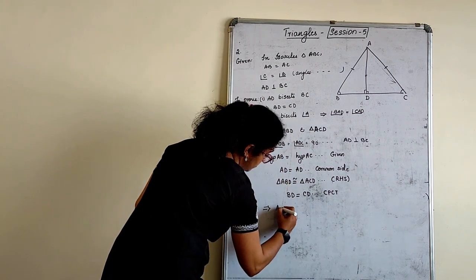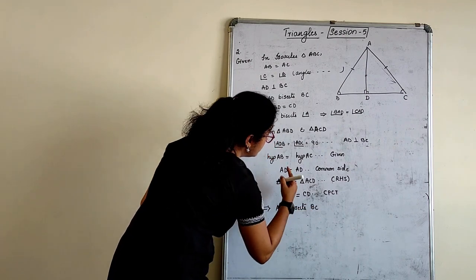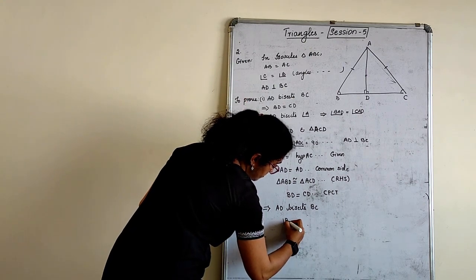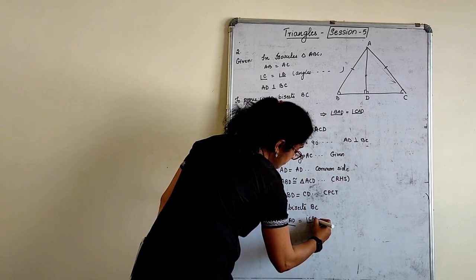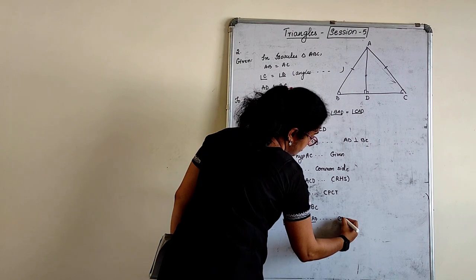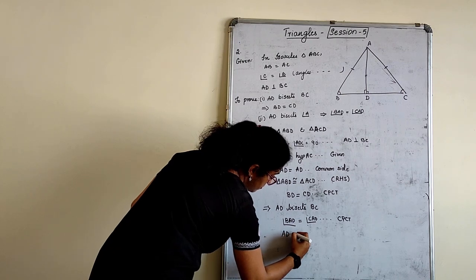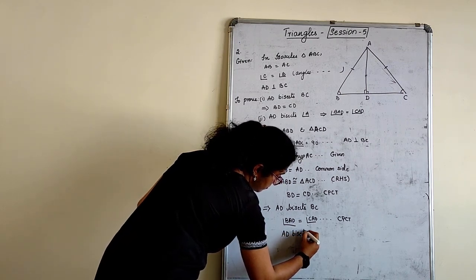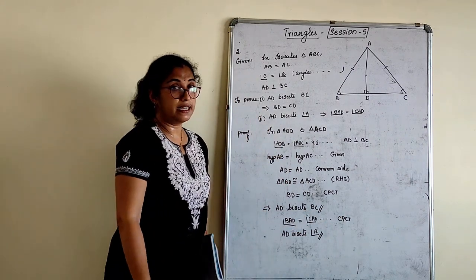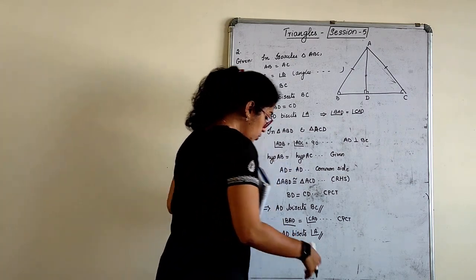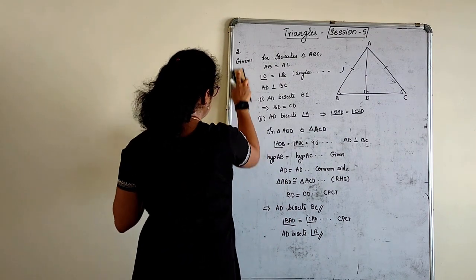AD bisects BC. Next, angle BAD is equal to angle CAD, CPCT. Reason, AD bisects angle A. So two things they had asked, two parts to prove, and there we have proved it. Let's quickly go to the next sum. Though the exercise is small, the sums are quite lengthy here.